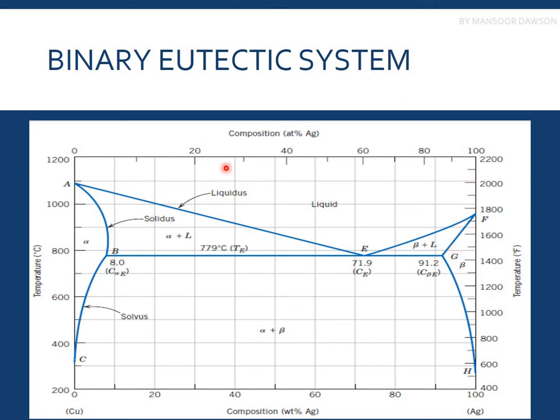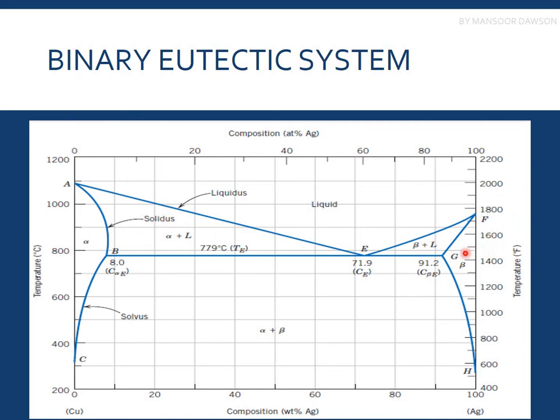Now if we cool around somewhere here, reducing the temperature from around 1200 to 900 degrees centigrade, we get a metastable state, a phase which has alpha plus liquid. The alpha comes from this side and the liquid from this side. So this metastable state is alpha plus liquid.